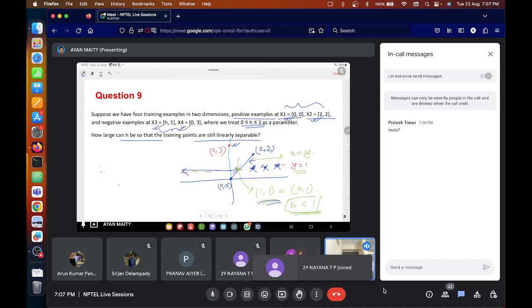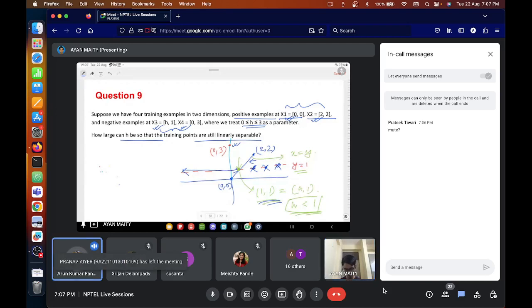So now we have to find out what should be the largest value of h, so that the positive points and negative points are linearly separable. So basically you have to find out where we can place x3 so that it is still linearly separable. x3 and x4 are the negative points and they have to be linearly separable from x1 and x2. Quadrants do not have to be labeled as positive or negative. Points are labeled as positive and negative.